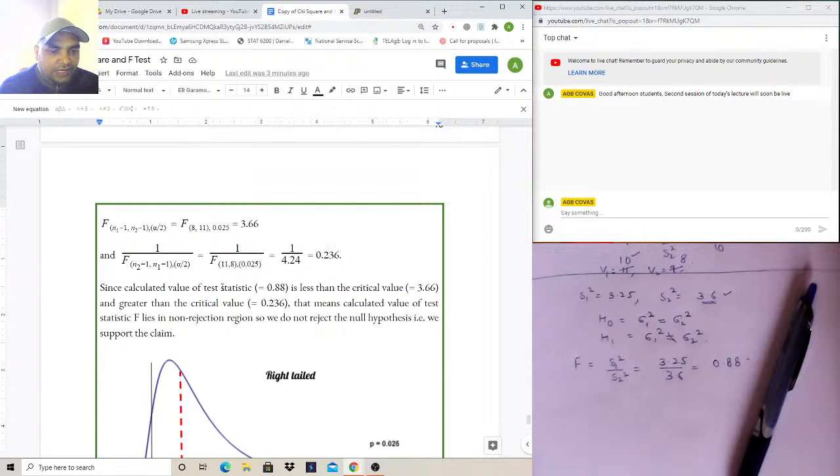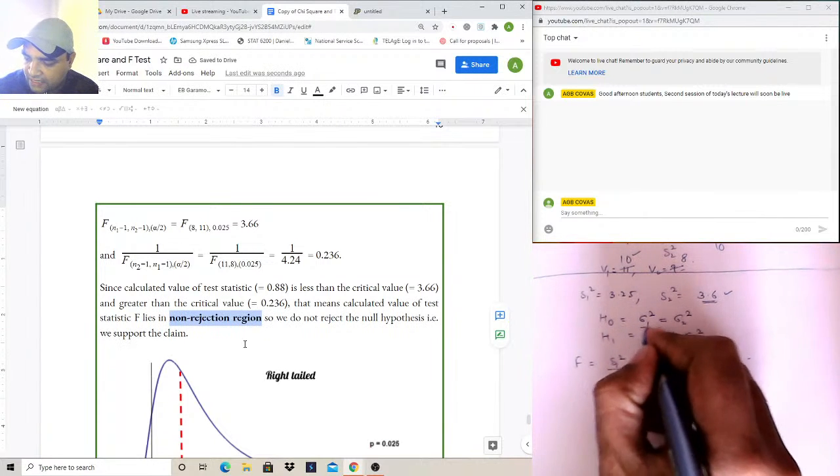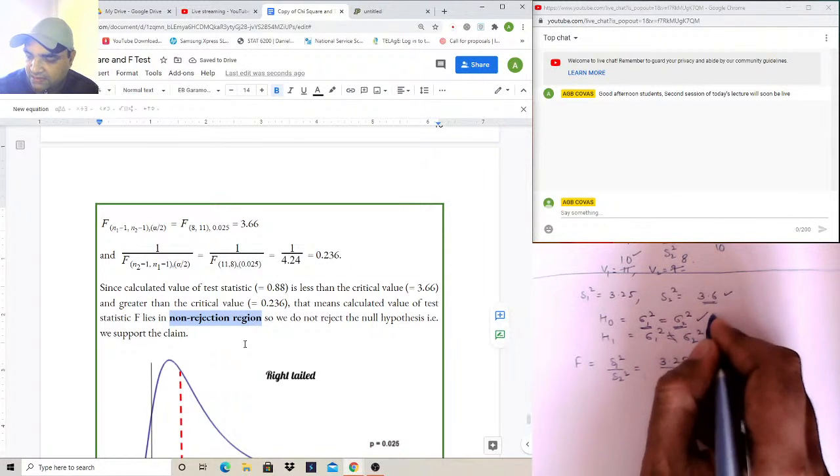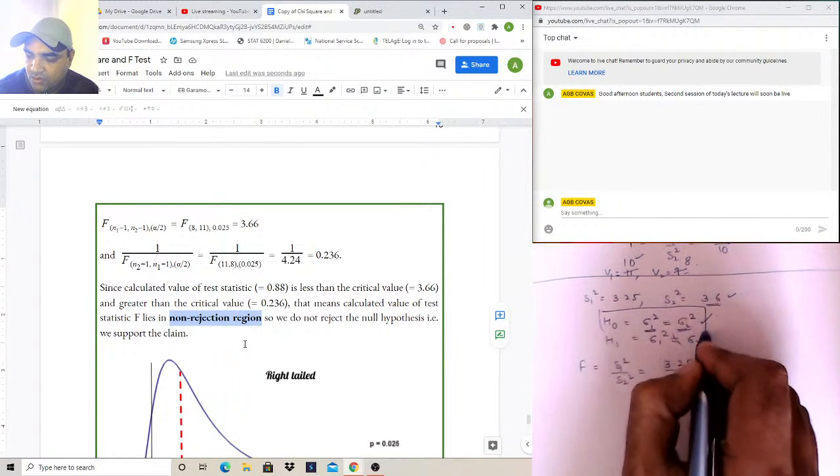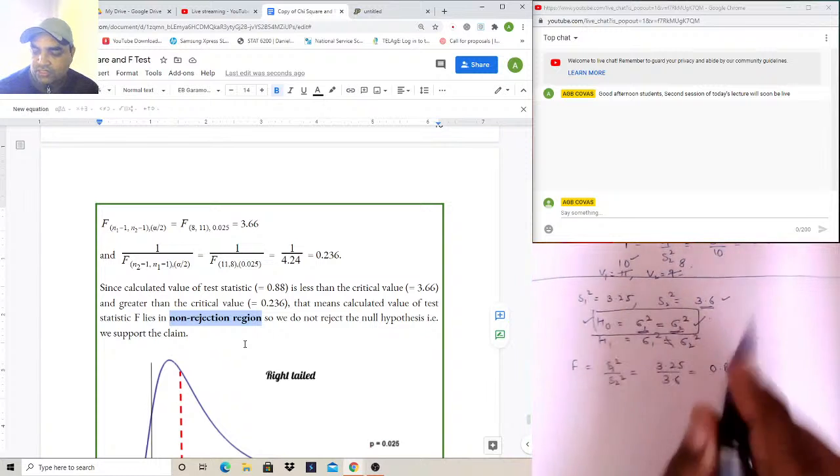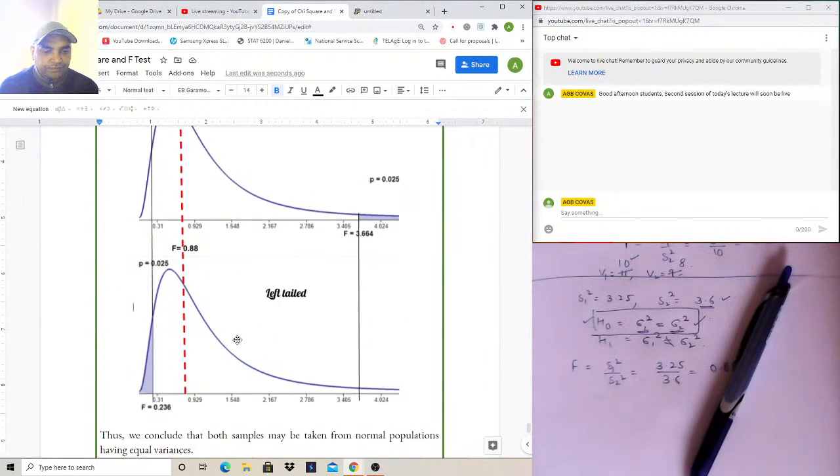Because the calculated value of the test statistic, 0.88, is less than the critical value 3.66 and greater than the critical value 0.236, the calculated value of test statistic F lies in the non-rejection region, and hence we support the claim. And what was our null hypothesis claim? That the two population variances are the same. So now equality of variance holds true, right?